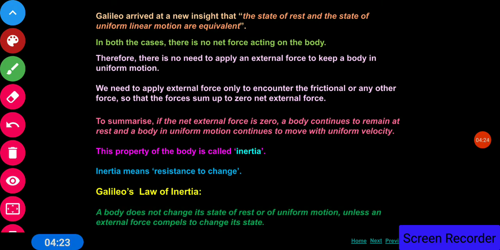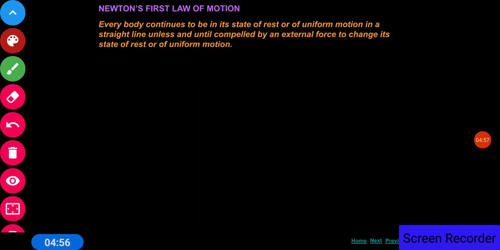So Galileo's law of inertia: a body does not change its state of rest or of uniform motion unless an external force compels it to change its state. If it is in a state of rest, it will continue to be in it. If it is in a state of motion, it will continue to be in it. On the basis of this, Newton derived the 3 laws.